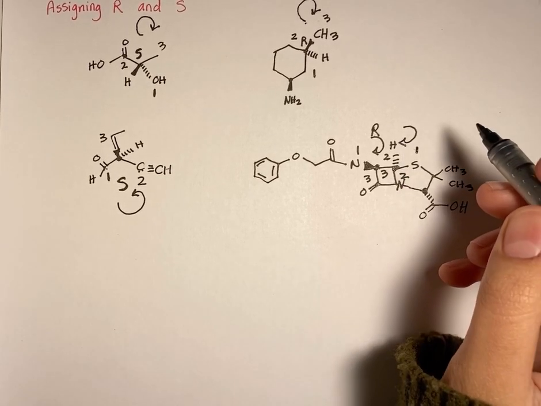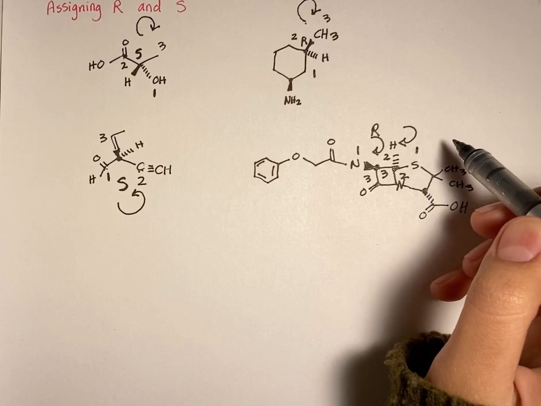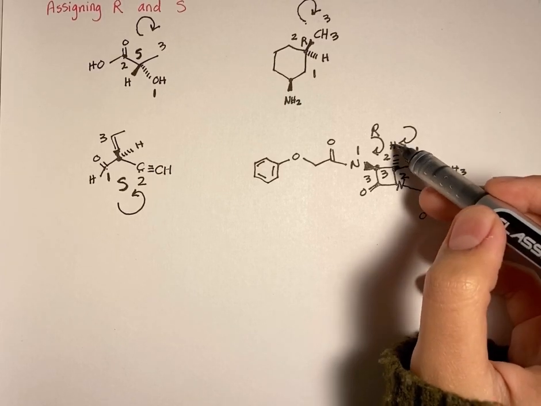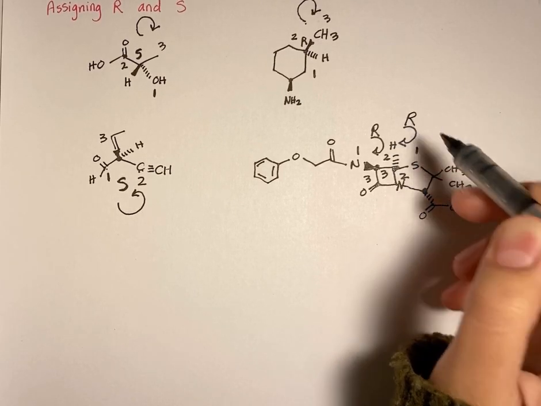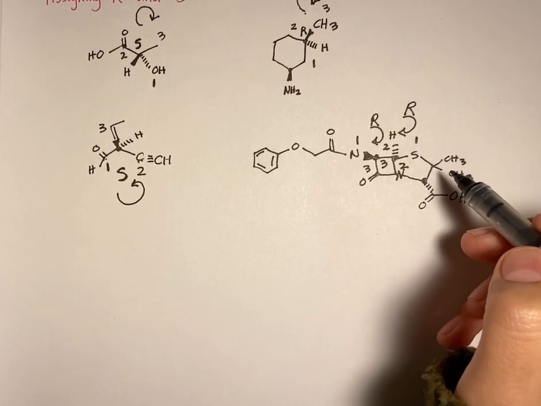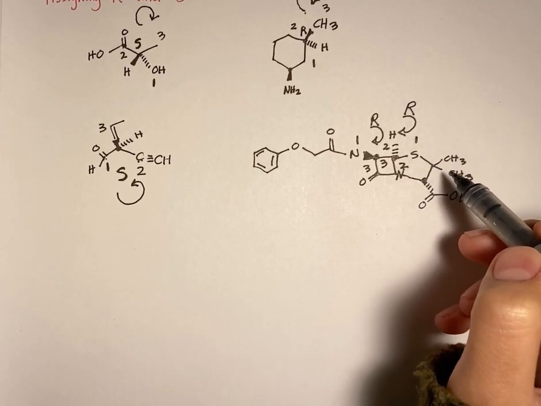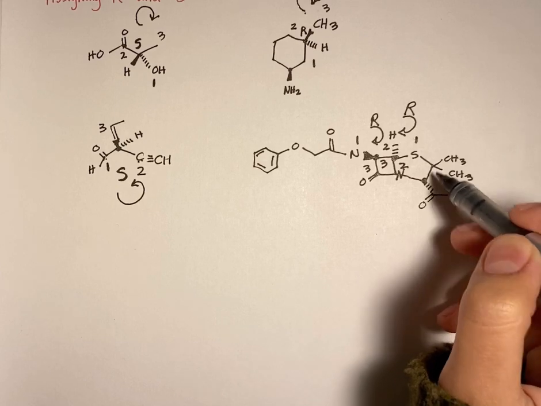So it looks like this. Is it clockwise? Yes, it is. It should be R because hydrogen is to the back. Here we go. Then the stereogenic center here to the right, we have nitrogen versus carbon and carbon.